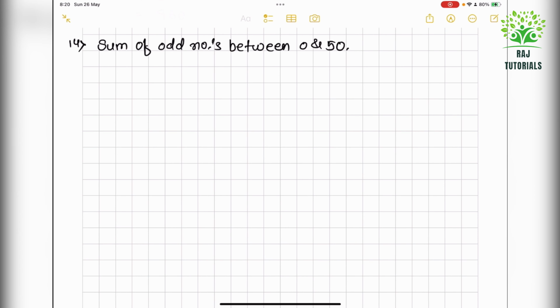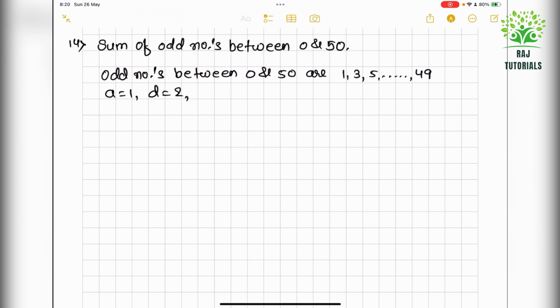Next he has asked us the sum of odd numbers between 0 and 50. So the odd numbers between 0 and 50 are 1, 3, 5, till the last number, which will be 49. So here A is 1, D is 2, and a_n or last term is 49. So the sum is what he has asked me.